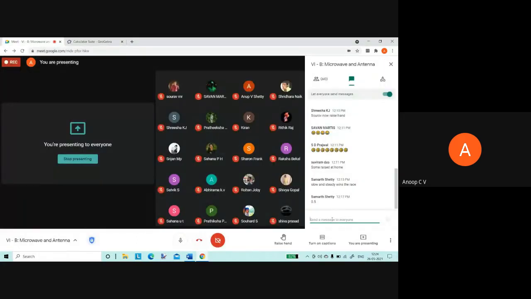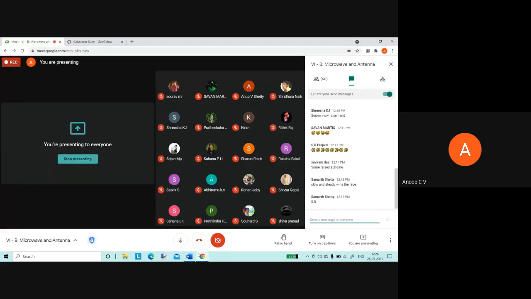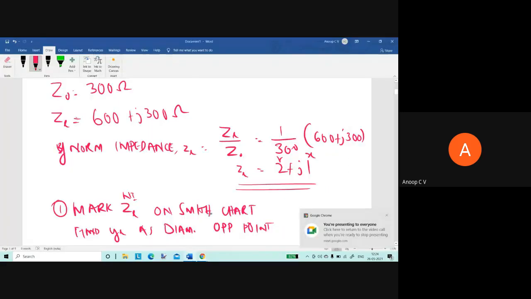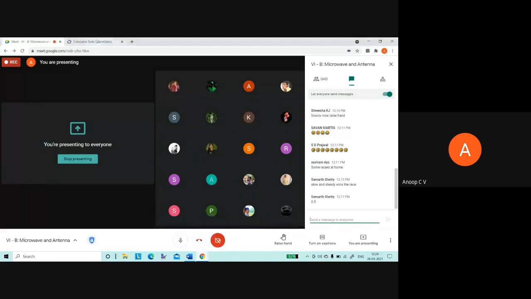Yeah, please do type in. No, I should not do that. I should be marking the load admittance point. Now I have marked the load impedance point. So before I find YD, I should mark the load admittance point. So I should write here: mark ZL on Smith chart and find YL as the diametrically opposite point. I didn't mark YL as the diametrically opposite point, so we should do that first.